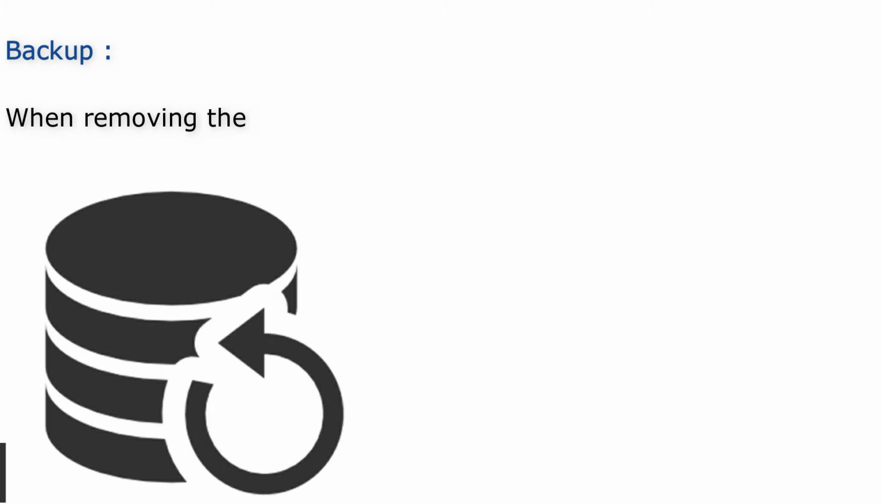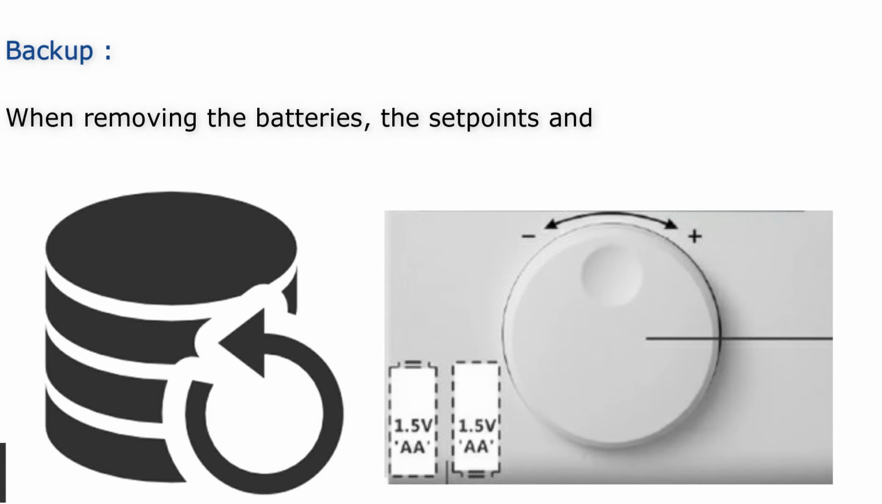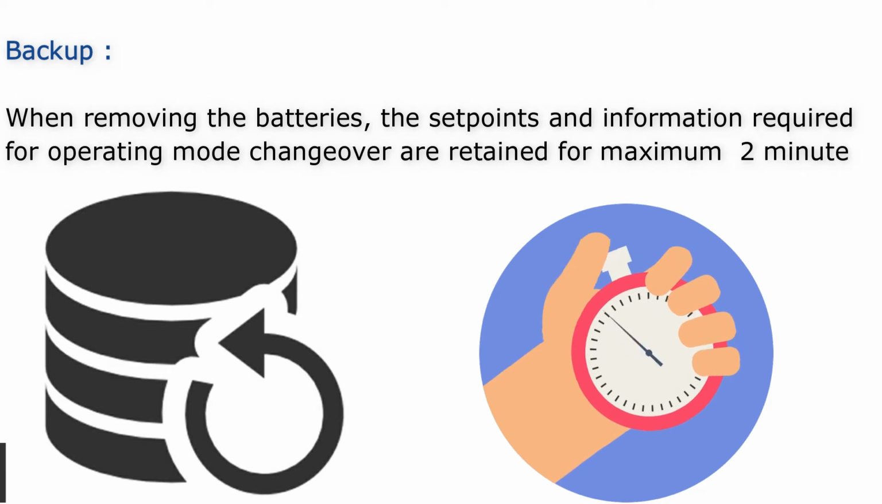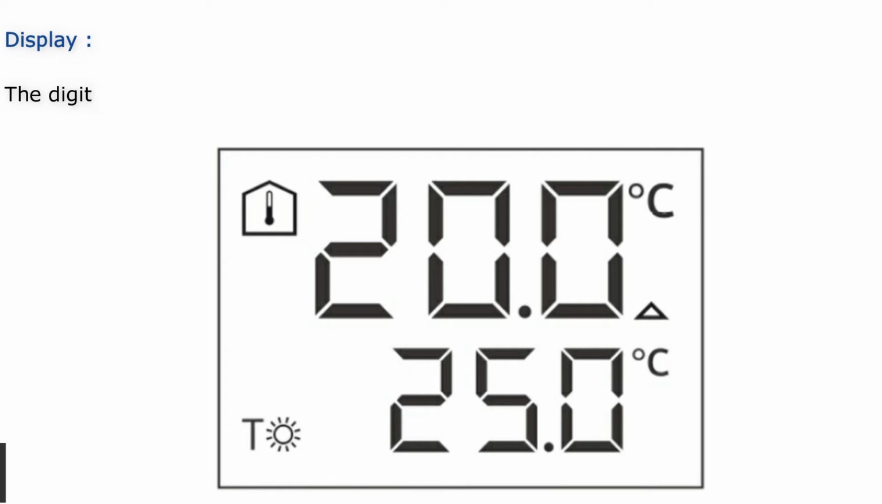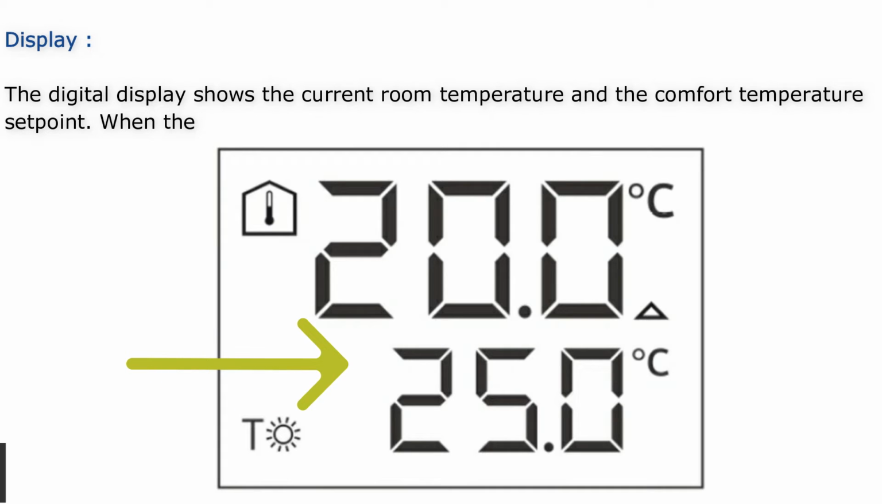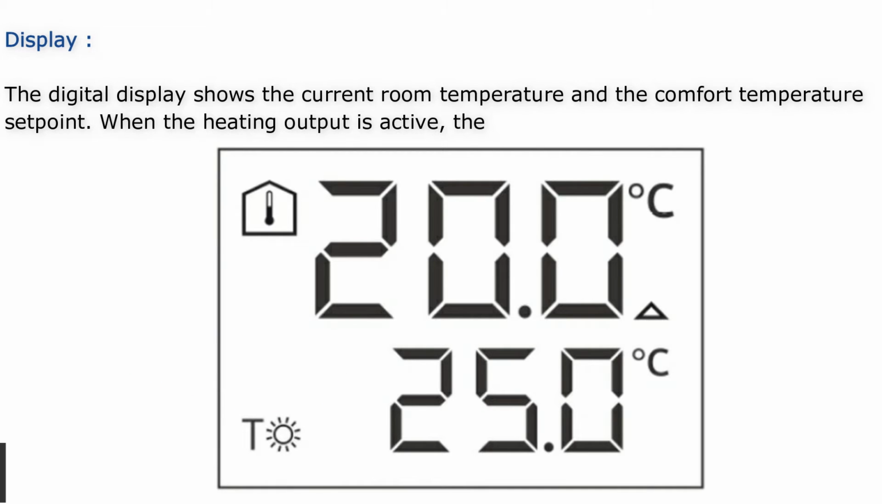Backup. When removing the batteries, the set points and information required for operating mode changeover are retained for a maximum of 2 minutes. Display. The digital display shows the current room temperature and the comfort temperature set point. When the heating output is active, the triangle symbol is displayed.